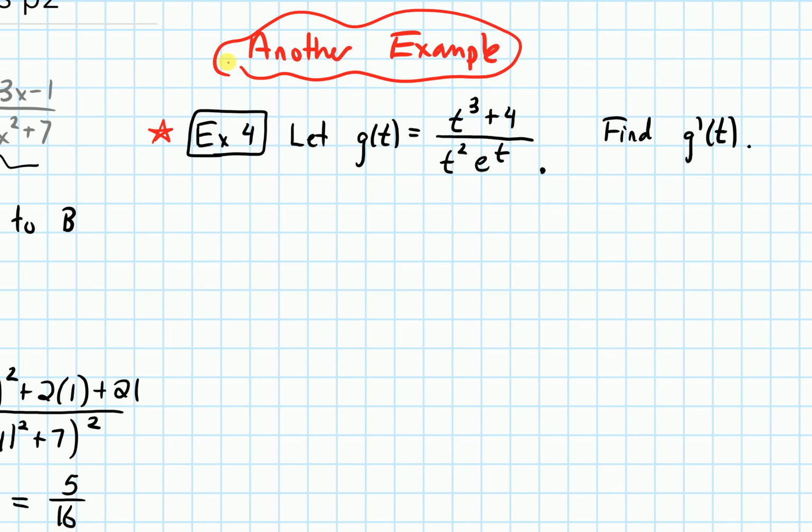In this video, we will do another example involving the quotient rule and product rule. All right, so the example is: let g of t be the function (t cubed plus 4) all over t squared e to the t. And I want to find g prime, the derivative.